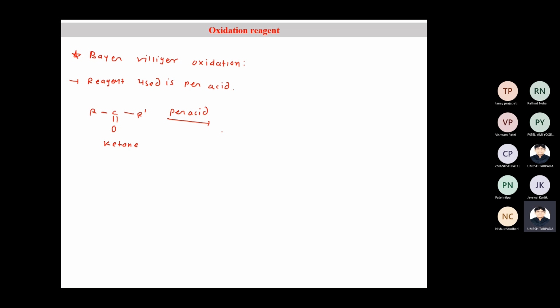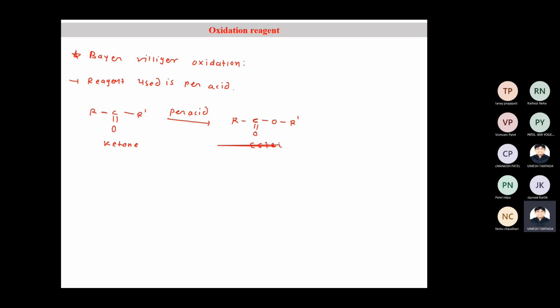Of course, a peracid does epoxidation whenever a double bond is available. But if a double bond is not available, then the peracid definitely undergoes Baeyer-Villiger oxidation and oxygen insertion takes place. Oxygen is inserted between the migrating group and the carbonyl group. Here it is an oxygen insertion reaction, so you are getting an ester.